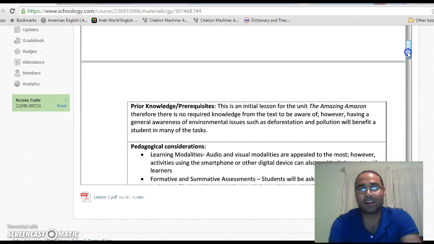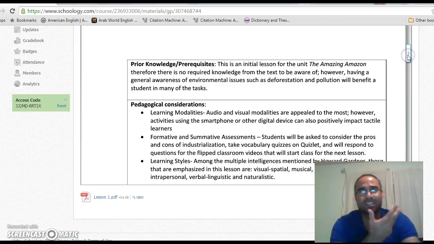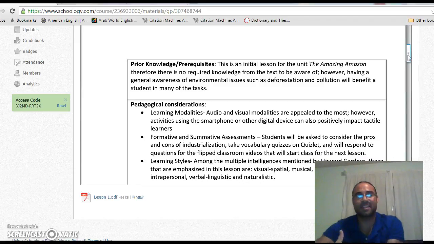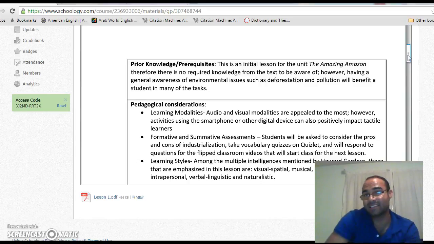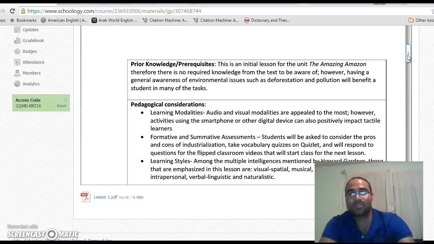So next, prior knowledge prerequisites. Since this is the initial lesson for the unit, The Amazing Amazon, there really is no required knowledge from the text, since this is the first unit. However, if students have a general awareness of environmental issues such as deforestation and pollution, of course, they will have some benefit in discussing these issues in the target language.